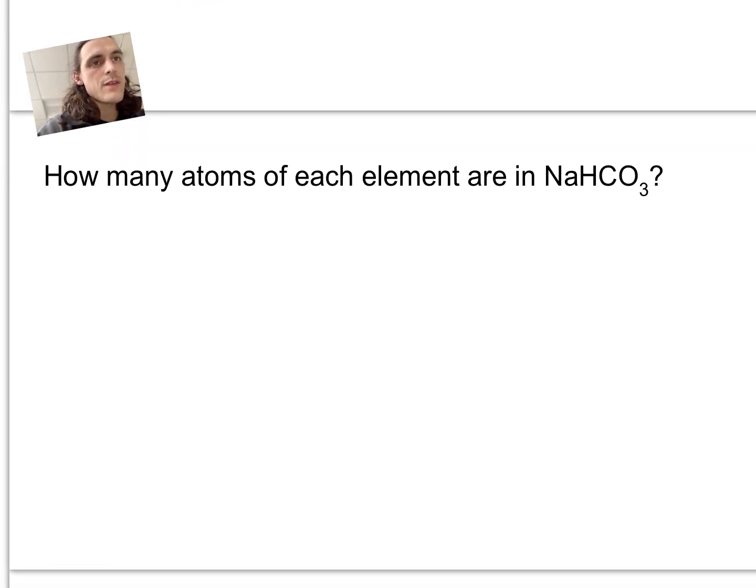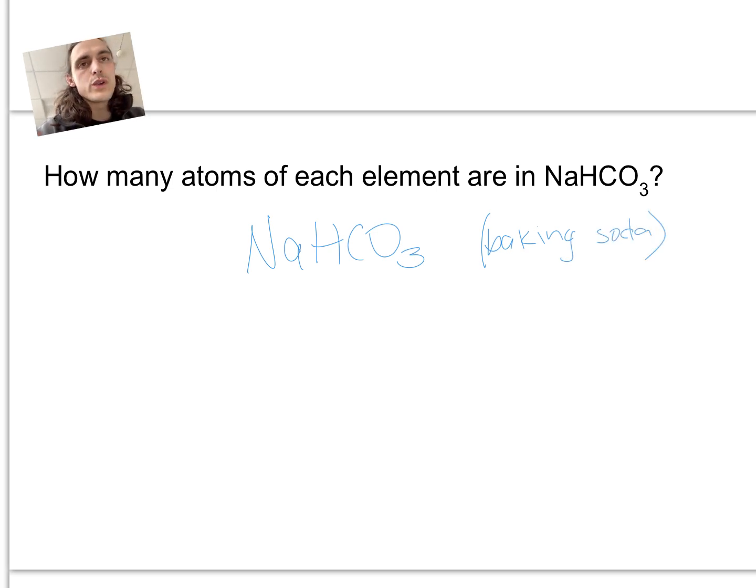So to start with, just some background information. Here it's asking how many atoms of each element are in NaHCO3. This is baking soda. The way we solve this is we can take the chemical formula for the compound, and kind of like you do in algebra, we're just going to break down how much there is of each thing. So how much Na is there, how much H, how much C, how much O. This requires you to have a little bit of familiarity with the periodic table. Na is sodium, H is hydrogen, C is carbon, O is oxygen.